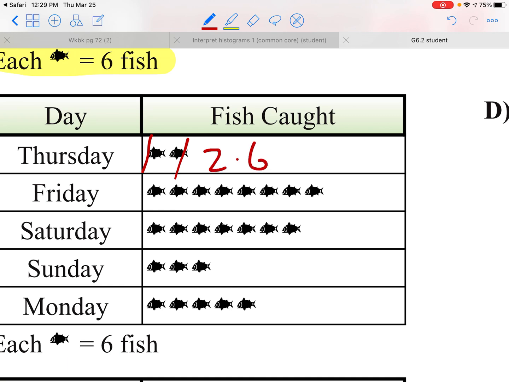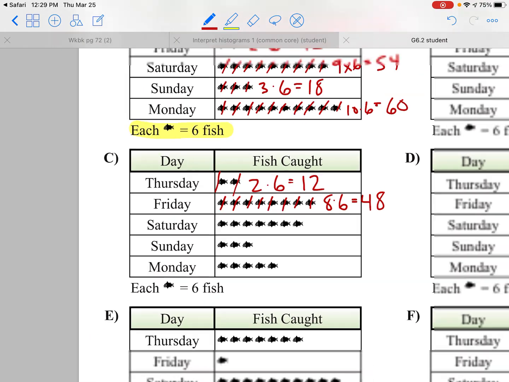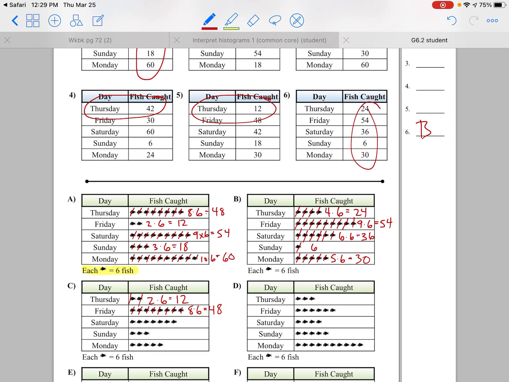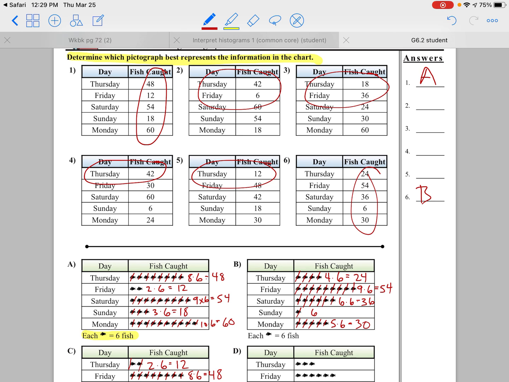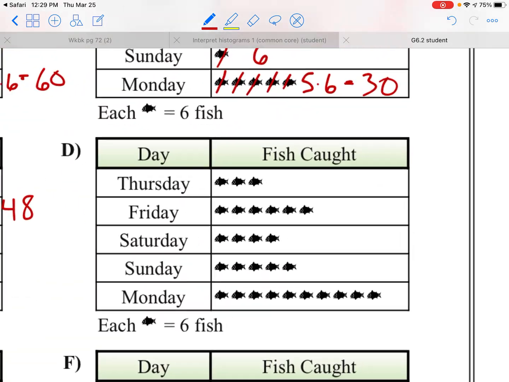On Thursday, we have 2 times 6 gives us 12 fish were caught. 1, 2, 3, 4, 5, 6, 7, 8. 8 times 6 gives us 48, like so. So we go up and find which one had 12 and 48. Hey, 12 and 48. So 5 is C.